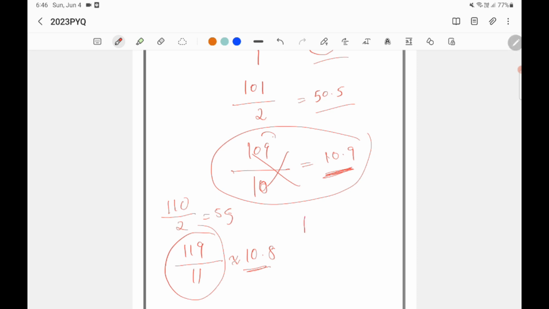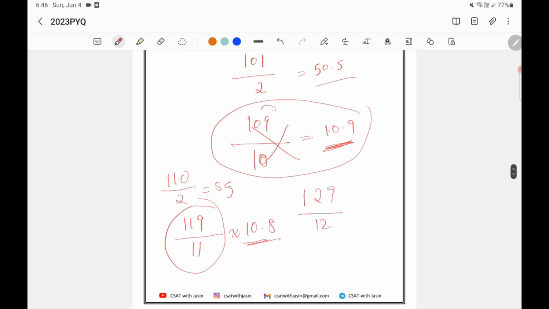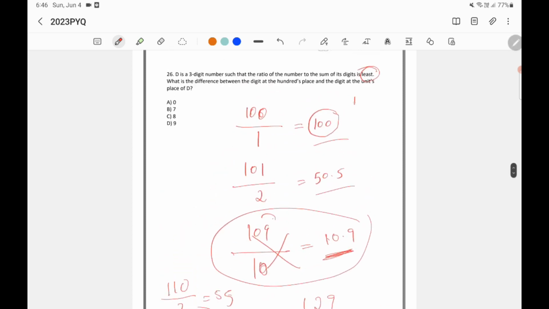So let's say if we try 129 by 9 plus 2, that is 12, you are going to get a lesser value than 10.8. In this way, if I increase and increase, finally you will get 199 by 9 plus 9 is 18 plus 1, 19. So this is equal to 10.4 something. Okay. So if you try these different possibilities, you will understand that 199 by 19 is the least value for the ratio. So our D, the number, is 199.